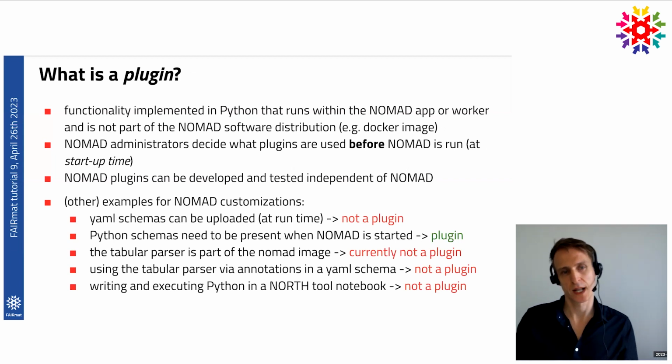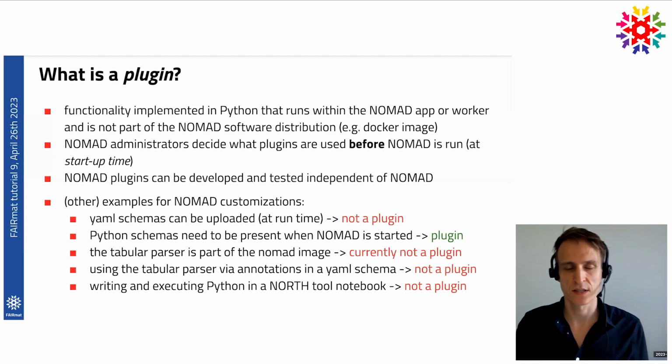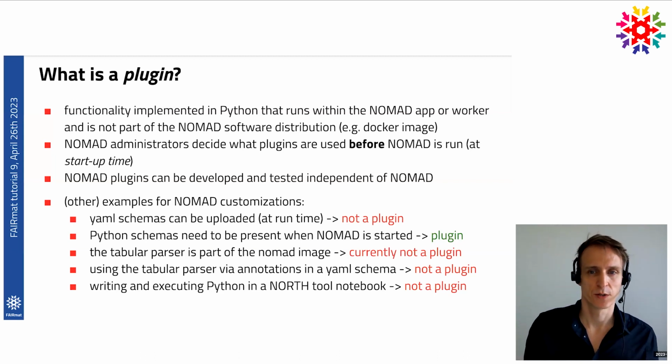So what is a plugin technically? We already talked about the different parsers and schemas and what you can do with them. But what is it technically? Technically, a plugin is a piece of Python code that runs in the Nomad application and is used during the processing of data. And that makes it a little bit different to other things like the YAML schemas, for example.